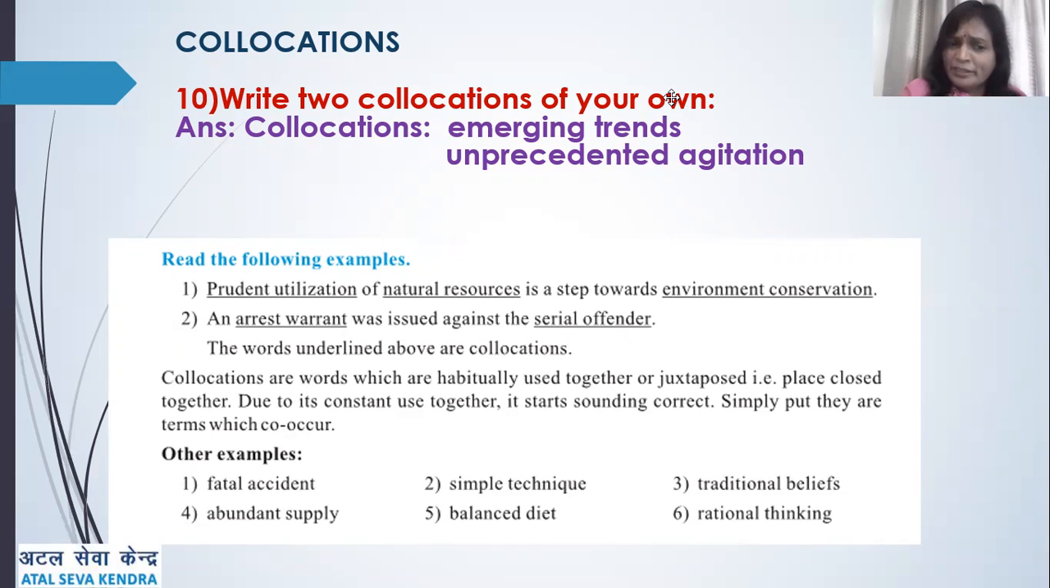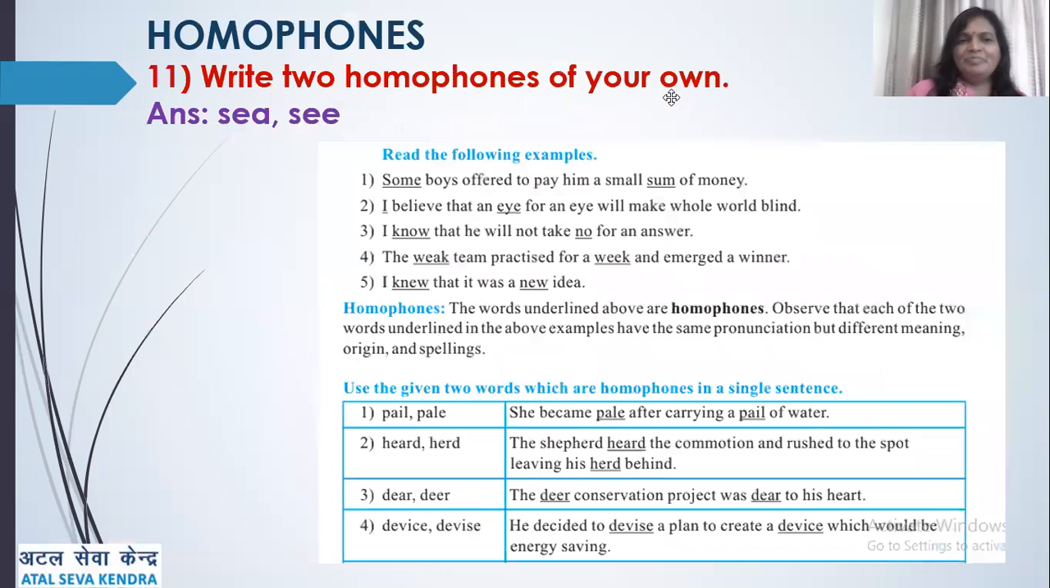So how can we define this? Collocations are words which are habitually used together or juxtaposed, that is, placed close together. Due to its constant use together, it starts sounding correct. Simply put, they are terms which co-occur in the English language. Other examples: fatal accident, simple technique, traditional beliefs, abundant supply, balanced diet, rational thinking.